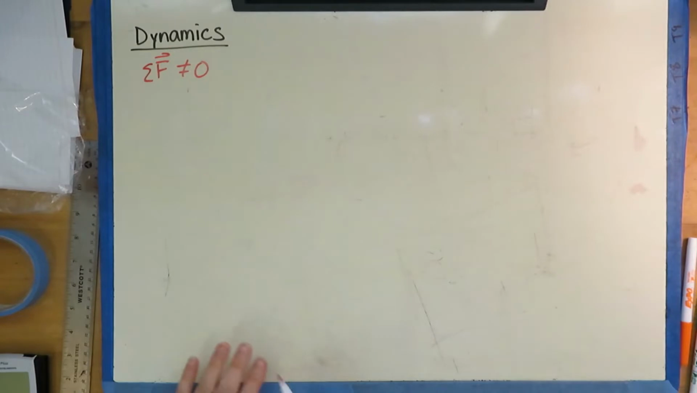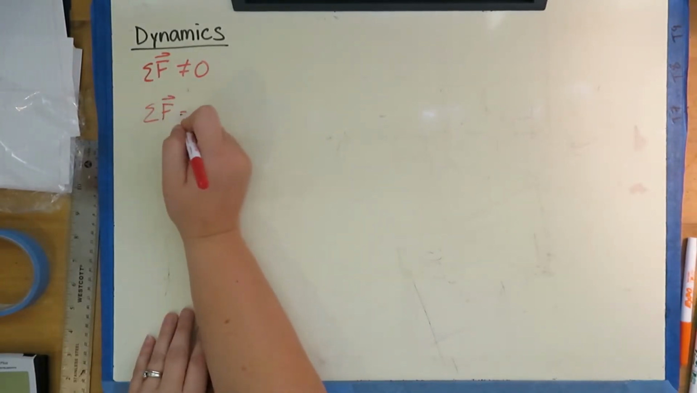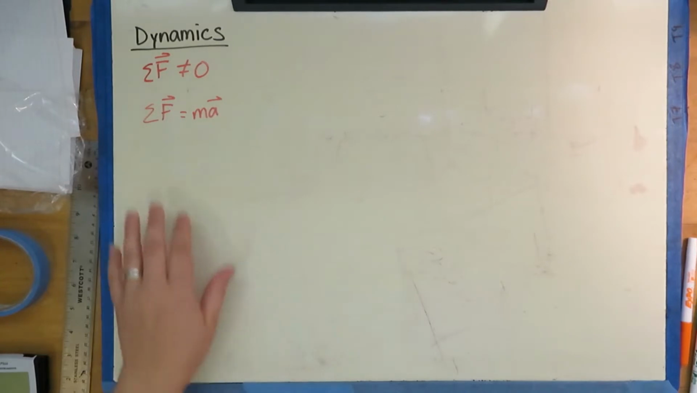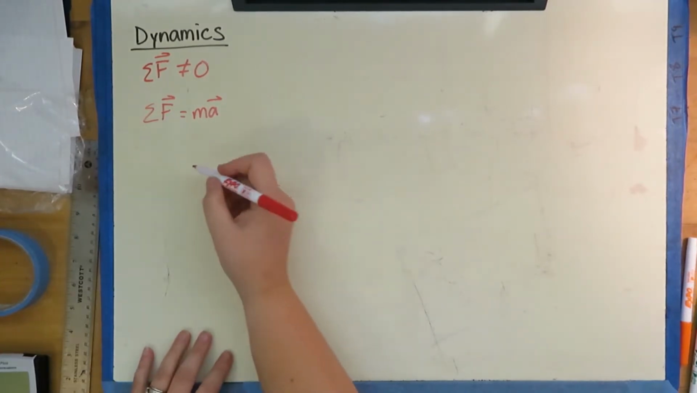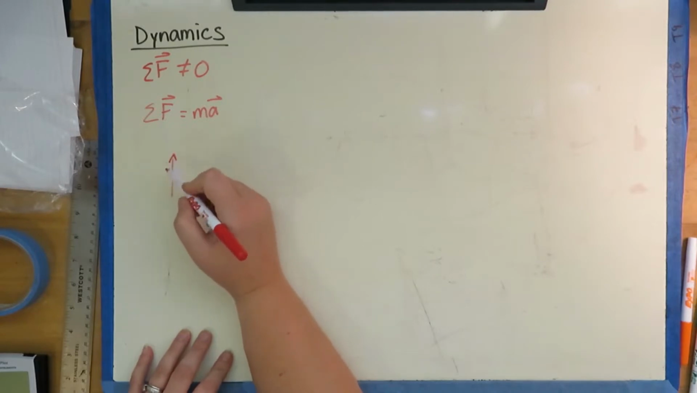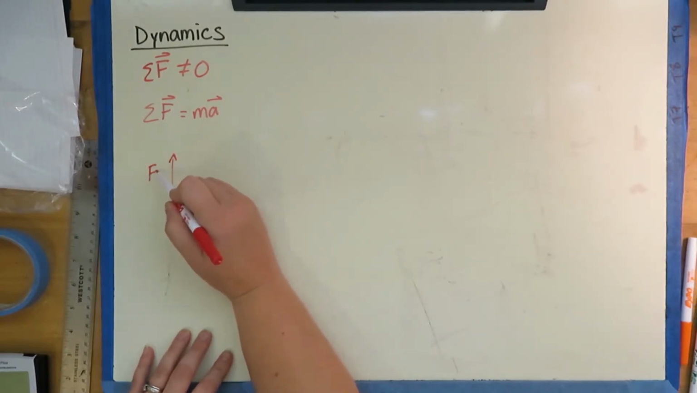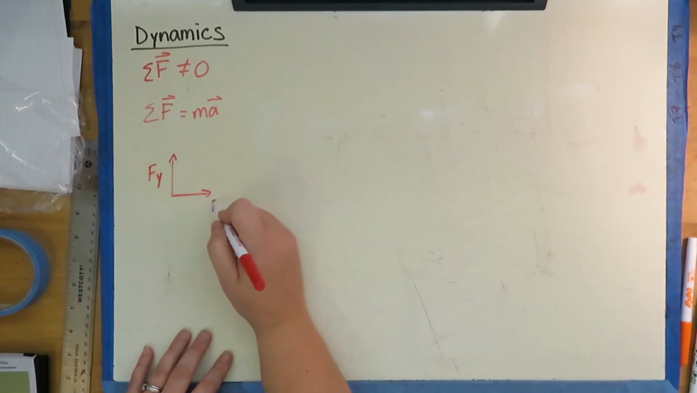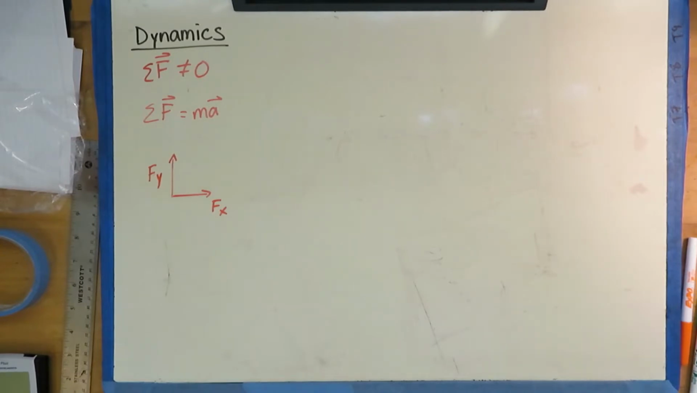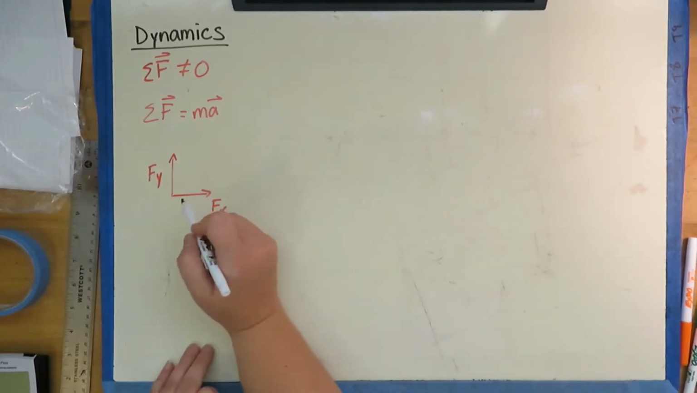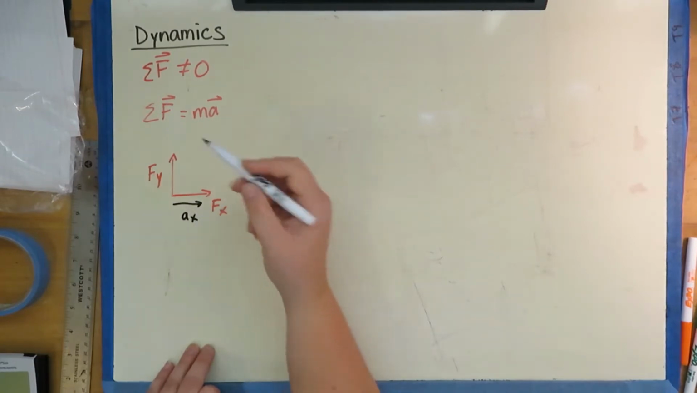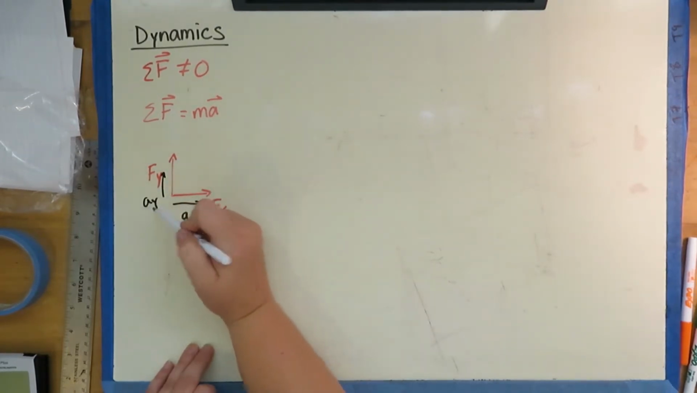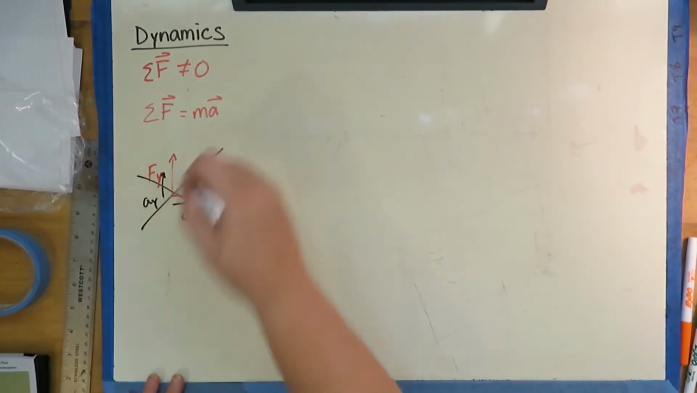And if we have a non-zero net force, then our net force is equal to mass times acceleration. But technically our acceleration is a vector. And if I'm not careful, I could end up with a net force in the x direction and a net force in the y direction, and with that, I would therefore have an acceleration in the x direction and an acceleration in the y direction. And I do not want to have that.